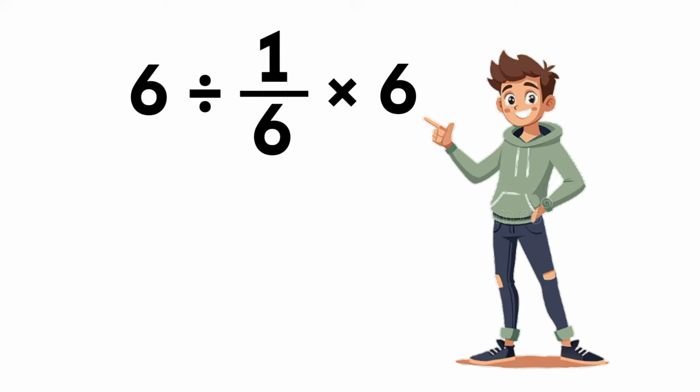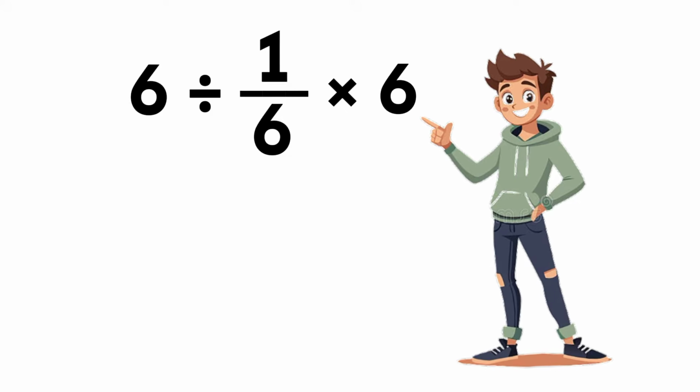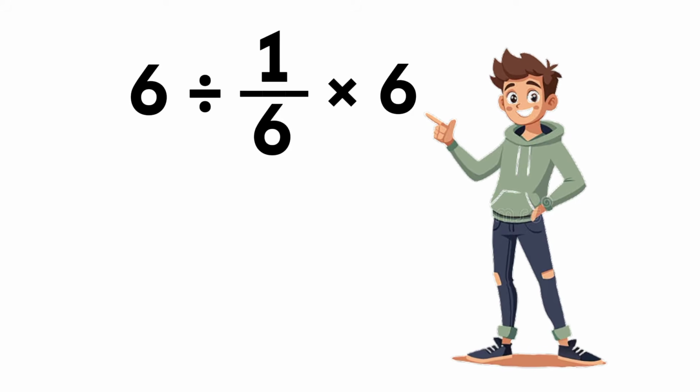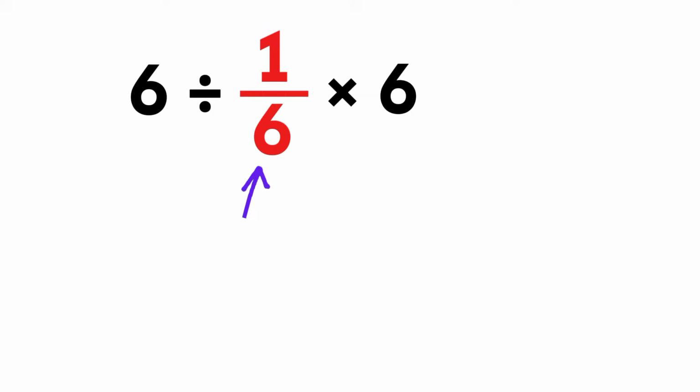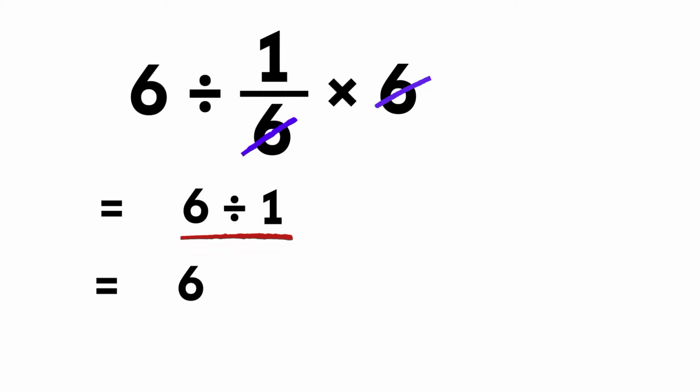What do you think happens when you look at 6 divided by 1 over 6 times 6? Most people jump in fast and go, nice, 1 over 6 times 6. The 6's cancel. Not bad. Then they say the result is 1. And 6 divided by 1 must be 6.